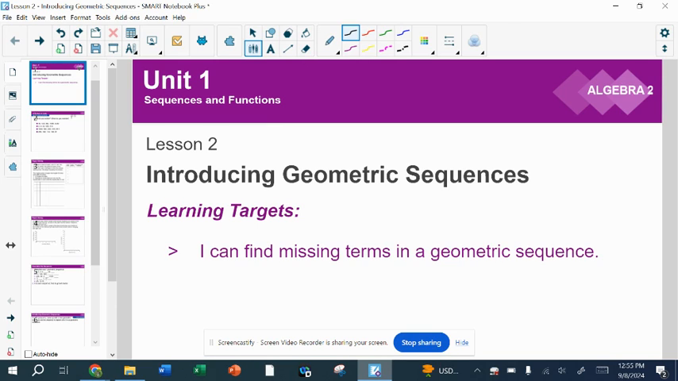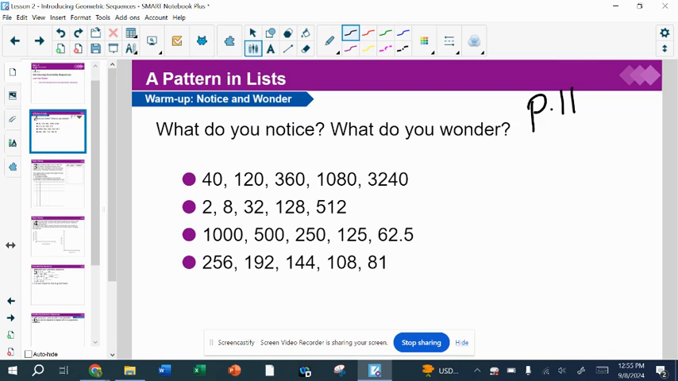Unfortunately, I can't be in class with you today, but we are going to be covering Lesson 2 of Unit 1. We're talking about geometric sequences. So, if you would please, can you get your book opened up to page 11?